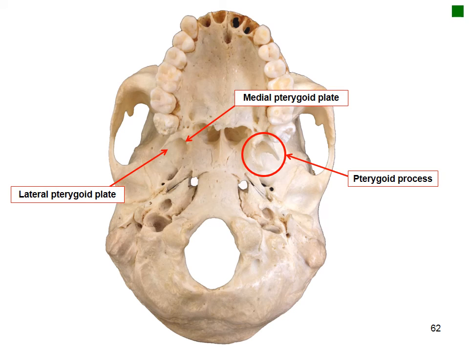Now on this inferior view, you could see the downward projection of these pterygoid processes. They actually serve as sites of attachment for the pterygoid muscles, which are muscles that help us chew. So the muscles that go from our jaw up to the sphenoid bone attach to the pterygoid processes.